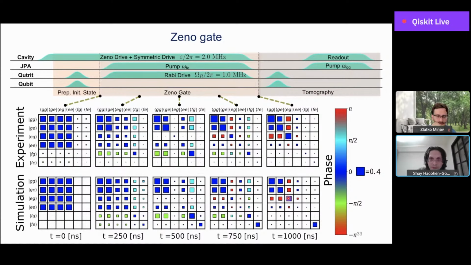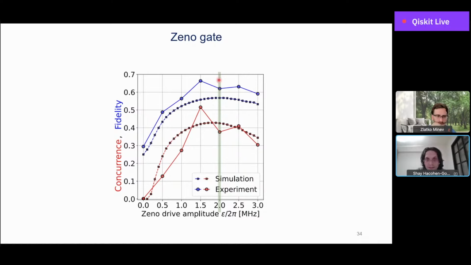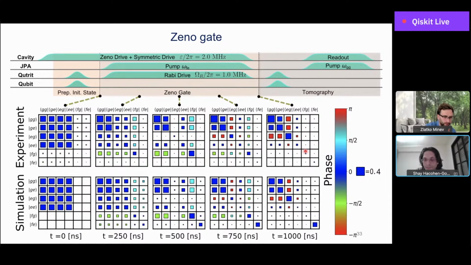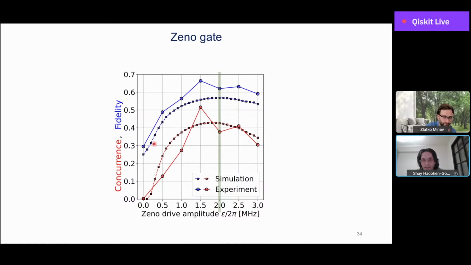Now, the main effect that it does is the following. So we can take this Zeno gate, what we saw is these points over here, and we can apply this for several Zeno drive amplitudes. And we can calculate the concurrence and the fidelity of our gate. And this dotted line over here and these dots, this is the numerical simulation. And you can see that the concurrence agrees quite nicely, whereas the fidelity, the calculated experimental fidelity, is constantly higher. And this is exactly the effect of the incorrect mapping. Okay, so the actual fidelity is something like this, but the incorrect mapping makes the calculation of the fidelity higher than the results.